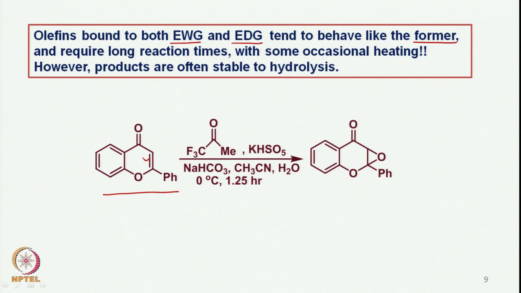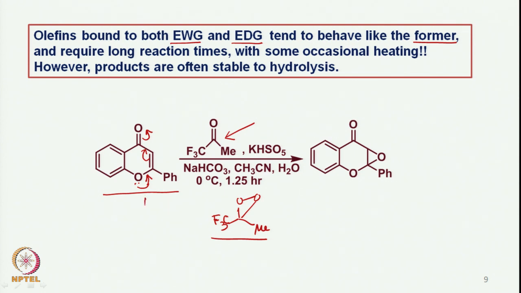You have an electron withdrawing olefin here, as well as donation of electrons from this side. When the reaction is done in an in situ fashion, you can see here the starting ketone is taken as trifluoromethyl ketone. This is mainly because if the epoxide is to be formed, you need a very reactive dimethyl dioxirane, and since there is an electron withdrawing CF3 group present here, the reactivity of this dioxirane is very high.